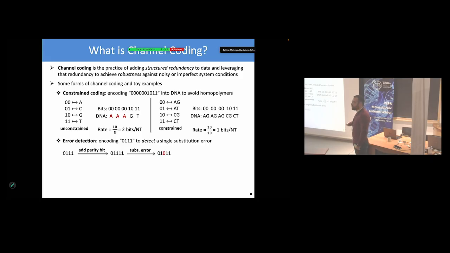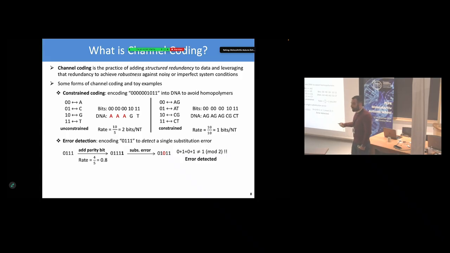And now let's say I have a substitution error. The third one became a 0. Now if I want to detect whether an error occurred or not, I just sum these up and see if the sum of the first 4 is equal to the 5th. And in this case, it's not. And that's why I can detect that an error has happened. This is a toy example for error detection. And the generalization of this is what we have in the challenge, which is a checksum that is not only 1 bit long. I think it's 8 bits or 4 nucleotides long. So that's one form of channel coding also.